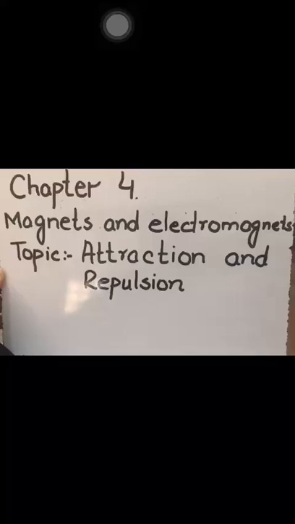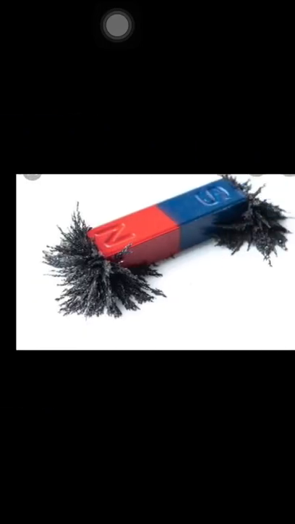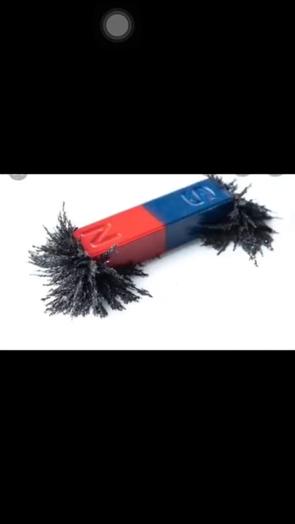Attraction and repulsion. As you can see, there is a bar magnet and there are two poles of the magnet, called the north pole and south pole. When a bar magnet is dipped into iron filings, the filings stick to its ends, as you can see here. So why?